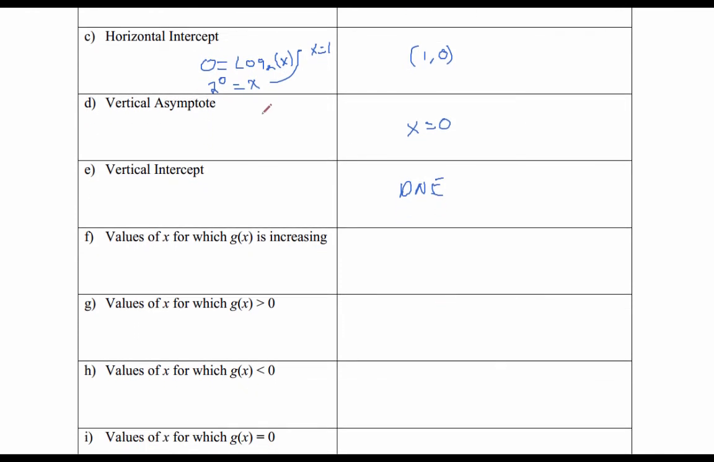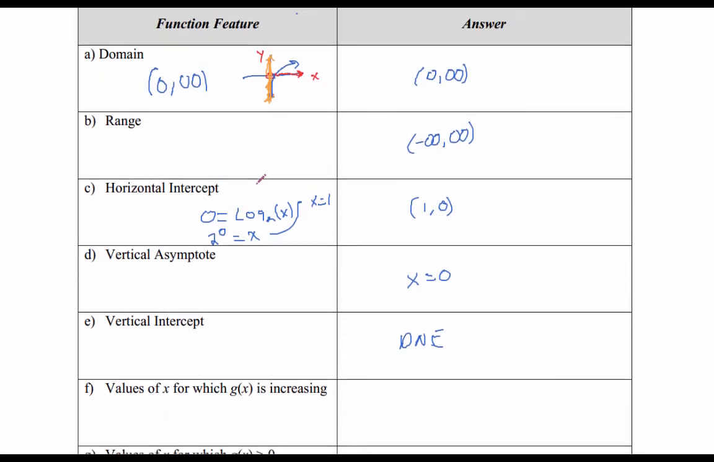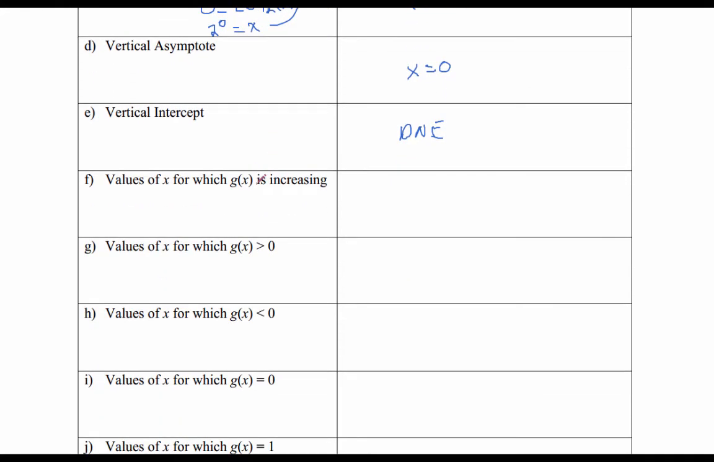Values for x where g of x is increasing. Okay, so let's think of, I'm going to do a fresh copy of the graph down here. So values of x for where g of x is increasing. Again, our graph looks something like this. What they're asking us is, where is it moving uphill?